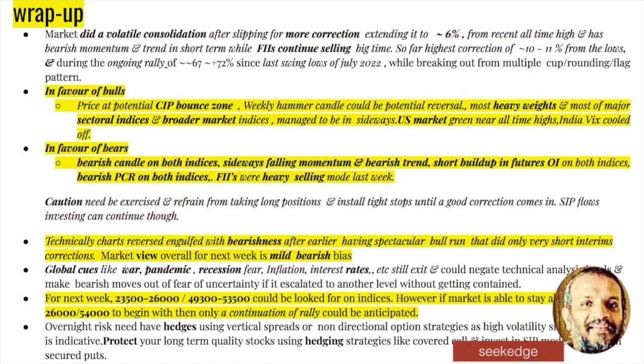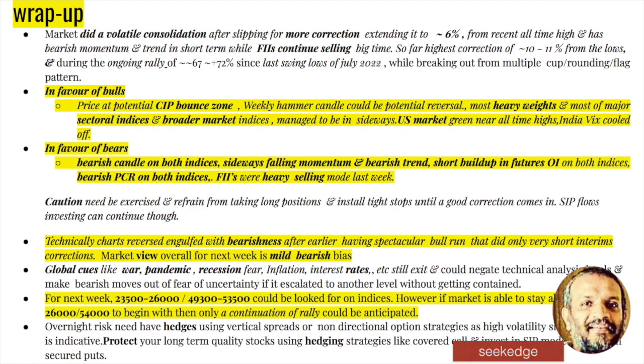Always keep in mind that technical charts may not work perfectly when there is a black swan event like war or pandemic, things that come in all of a sudden. We can only think about technical charts as a means of studying the probabilities of resistance and support. That's all. Okay, so next week 23,500 to 26,000, a wide range just like last week.